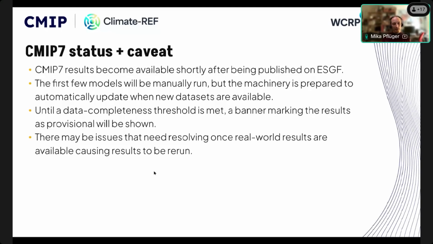The benchmarking results are also available. For some benchmarks, it's not very useful to have them for maybe only 1 or 2 models. So until a data completeness threshold is met, there will be a banner marking the results as provisional. And I mean, we have done all we can to make it ready for CMIP 7. But there might be some issues while we are getting the first CMIP 7 data, so we might also need to rerun some of the very early diagnostics.